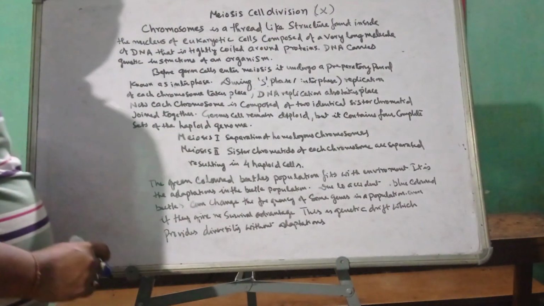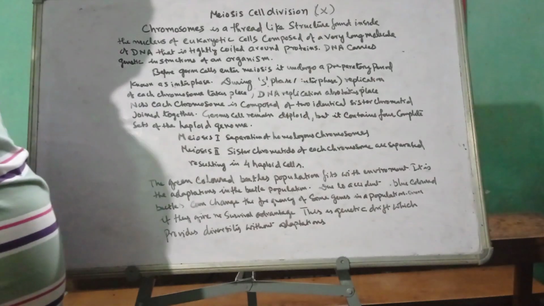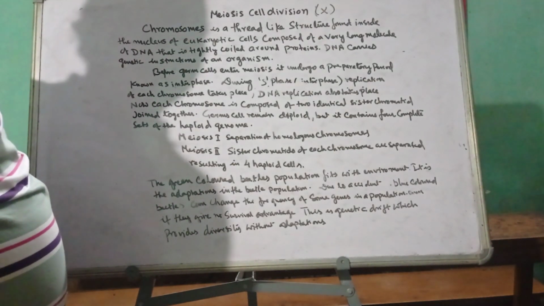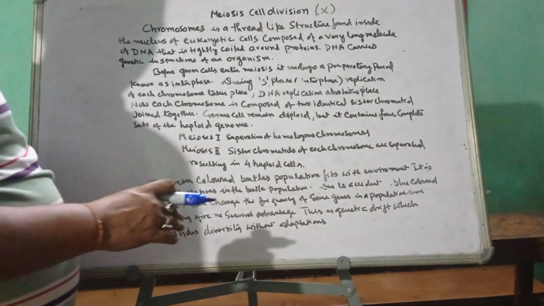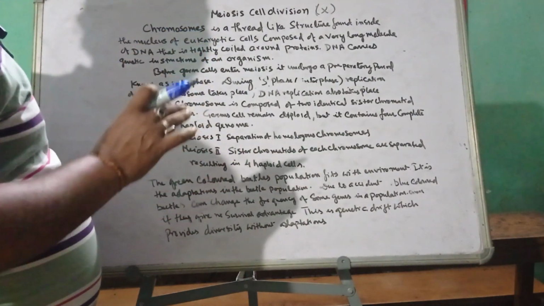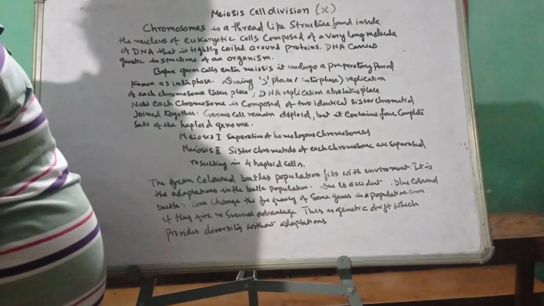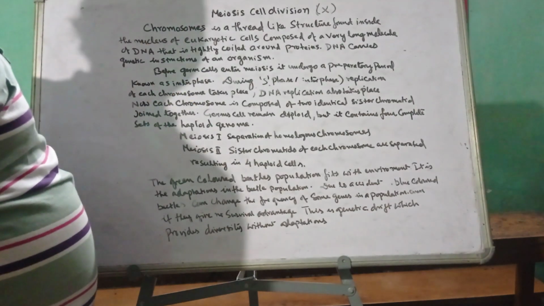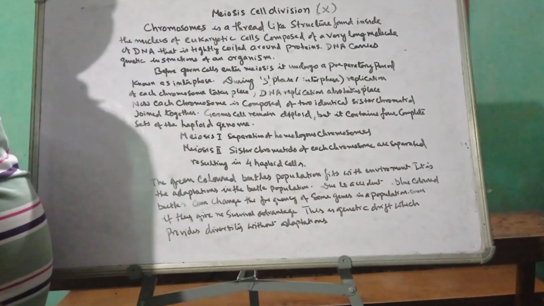Here, I have started with meiosis cell division because in your book it is given DNA replication, where this DNA is located, what happens. In order to explain this, I have started with meiosis cell divisions, to give a clear picture to the students of class 10. So what is a chromosome? I have started from the chromosome.